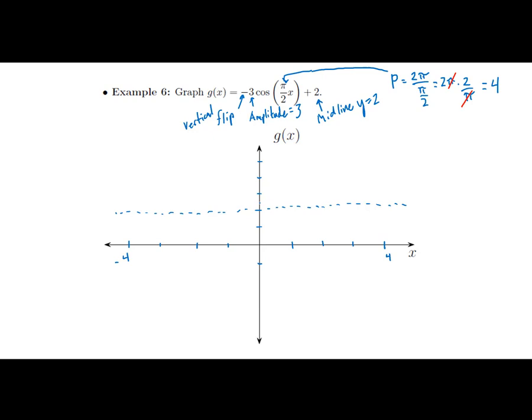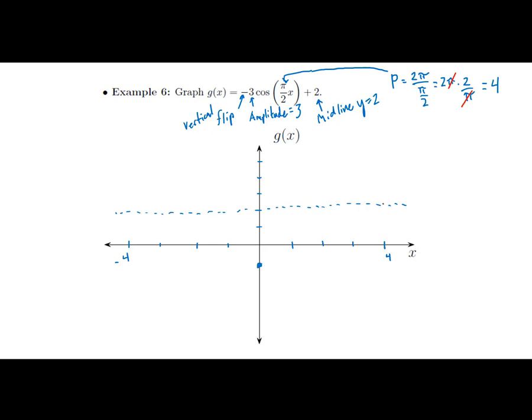So typically, cosine starts at its maximum value above the midline, right? And that's where it gets going. So because I flipped it, that means it should be at its minimum value, so that would be down 3 from the midline.